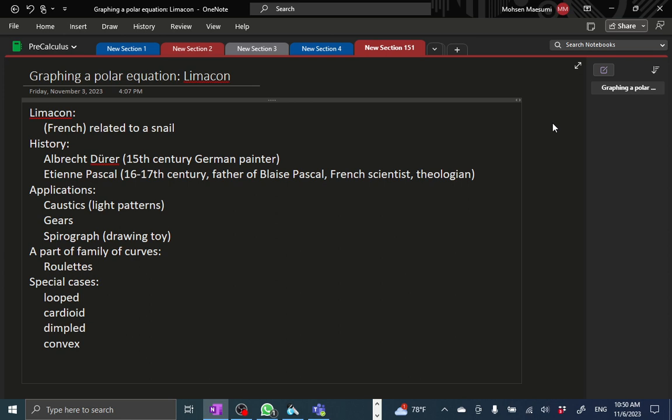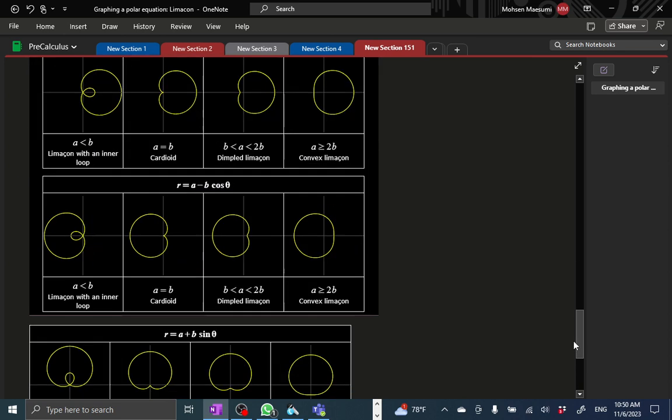Hi, welcome to Pre-Calculus. Today we have a discussion about a polar equation named Limacon. That's French for a snail. Let's go take a look at this graph first, see what it is that we are going to talk about.